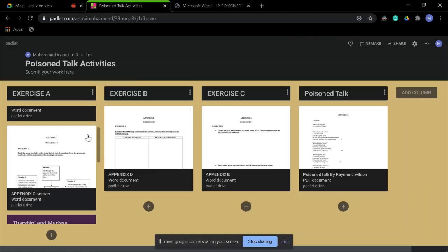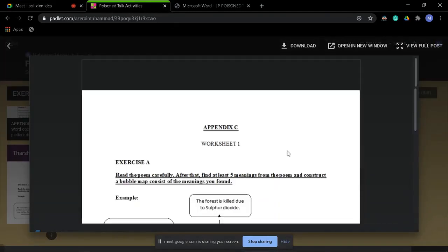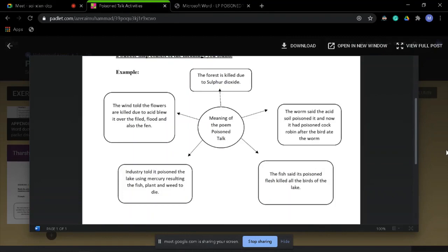And then the second one we put: the worms in the acid soil poisoned it, and it had poisoned Cock Robin after the bird ate the worm. The first one we chose because it means that the forest is dying because of sulfur dioxide. The second one shows how the soil is poisoned, and after the worm died because of the poison, the bird which ate the worm also died afterwards. Alright, understood.